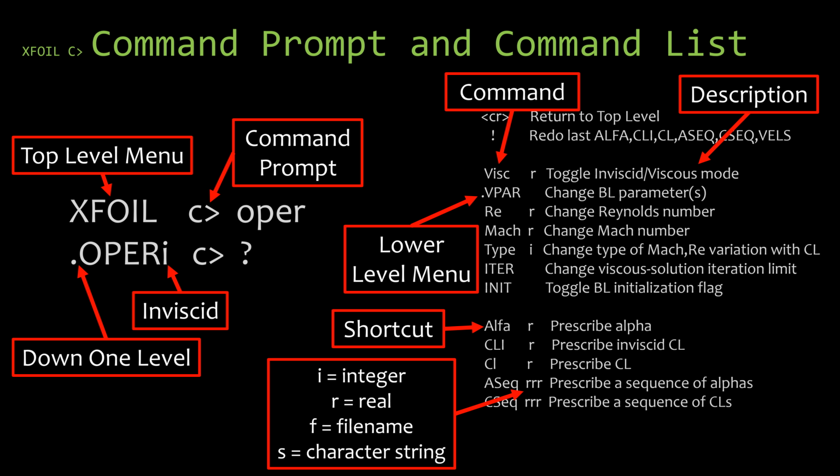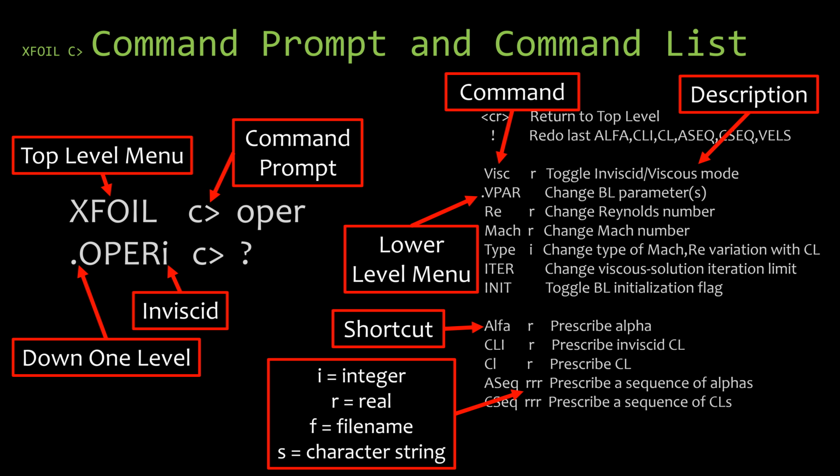Now the command prompt, as you see, will be that lowercase c with the less than sign, greater than sign next to it. On the right is where you type in what command you want. However, on the left, you actually will see what menu you currently reside in. So on the first line right there, when I started up Xfoil, I am defaulted into the top level, the Xfoil menu, so that's why to the left of the command prompt you'll see the menu name Xfoil.